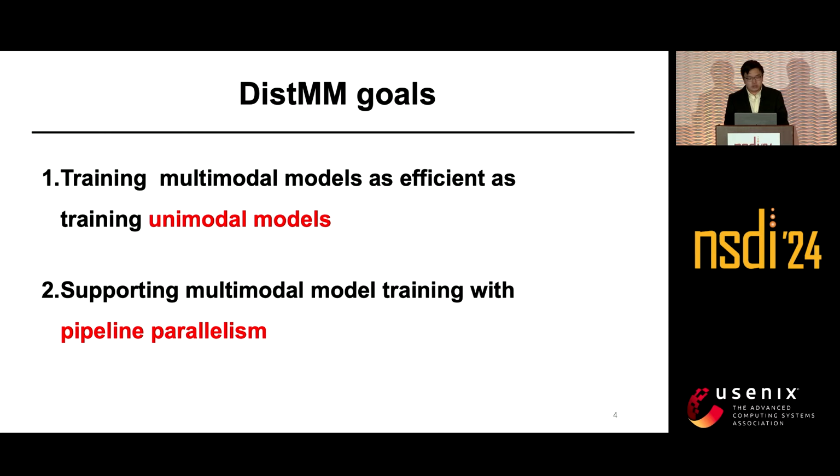So we propose DISTMM, and our goal is very clear. The first goal is to train multimodal models as efficiently as training unimodal models, because unimodal model training nowadays is highly optimized with acceptable utilization. So our goal is to have acceptable utilization. And the second goal is we want to support multimodal model training with pipeline parallelism, because we want to make sure the development of multimodal models is easy.